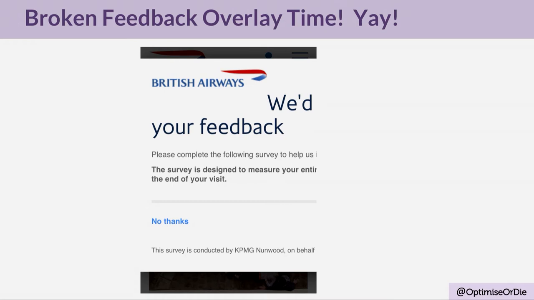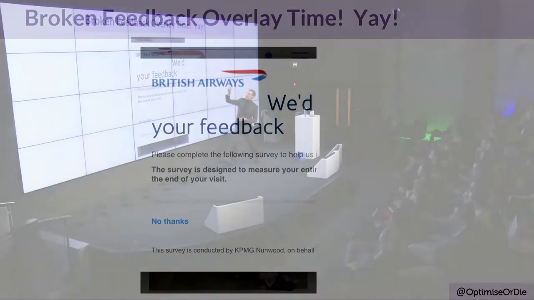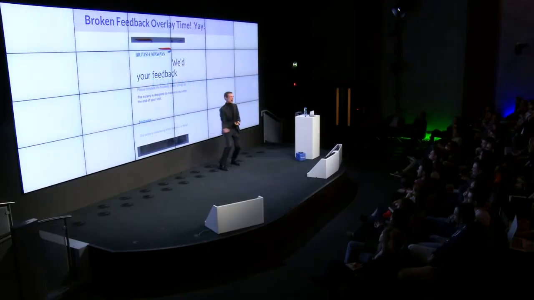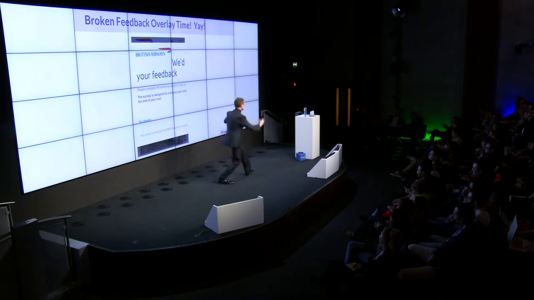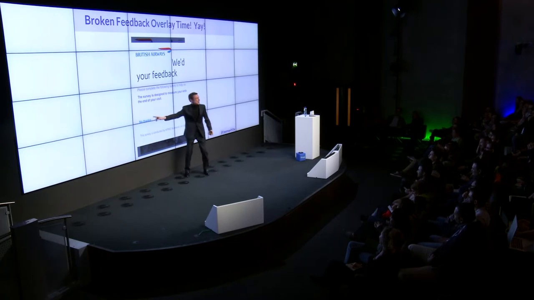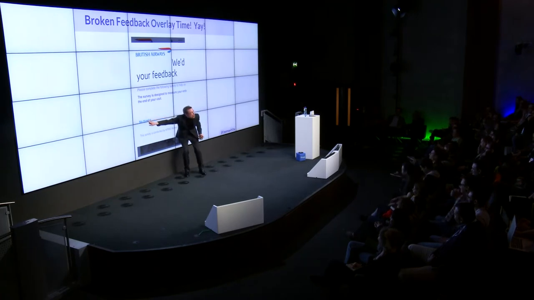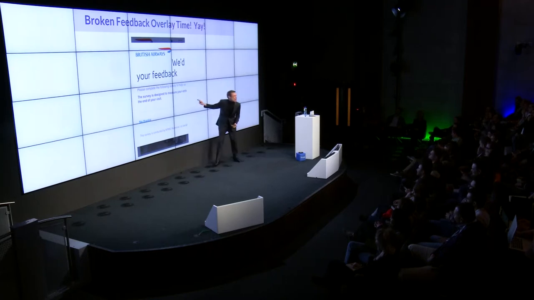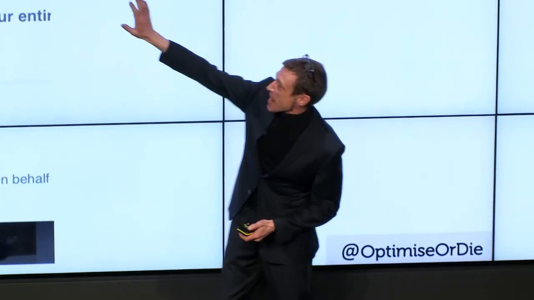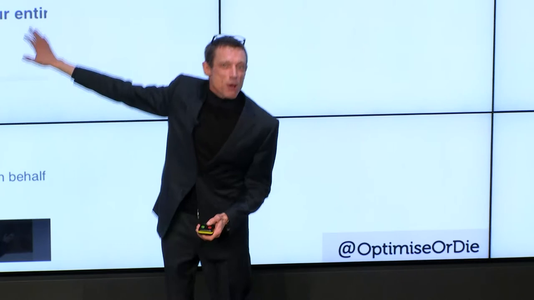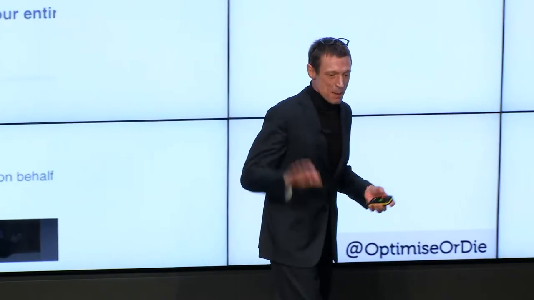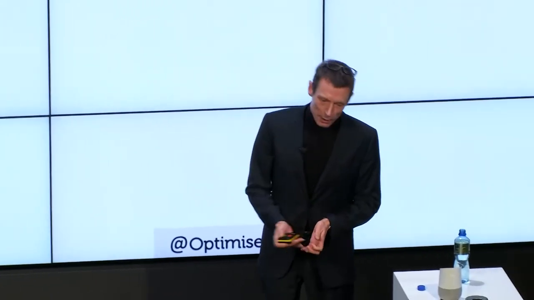I was guessing what this copy was. We'd like to take your feedback up our back passage. Yes! Where's the button? Where's the button? Can I click it? I want to give them feedback. No, I can't. I can only click this one because the right one is off to the right in feedback overlay jail. That's what I call this. I'm in jail. Ah, terrible, this one.